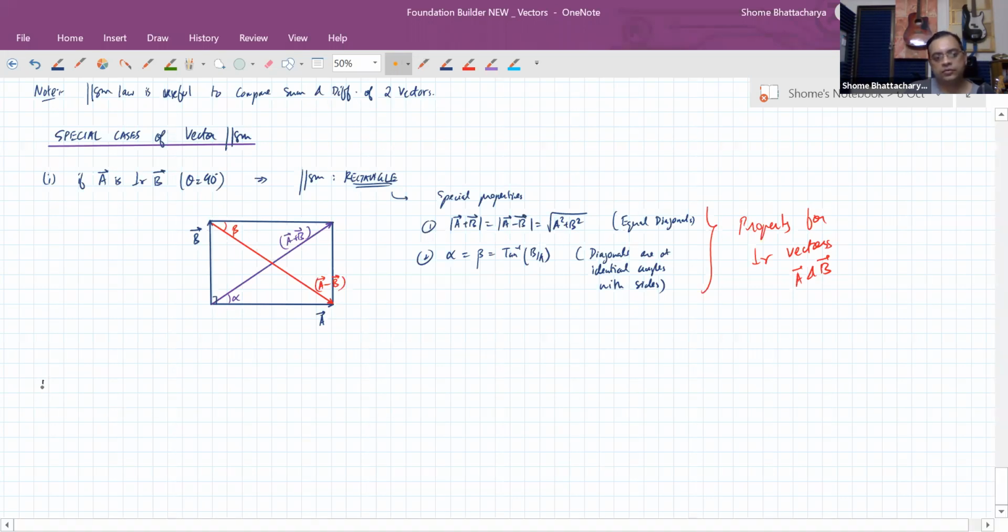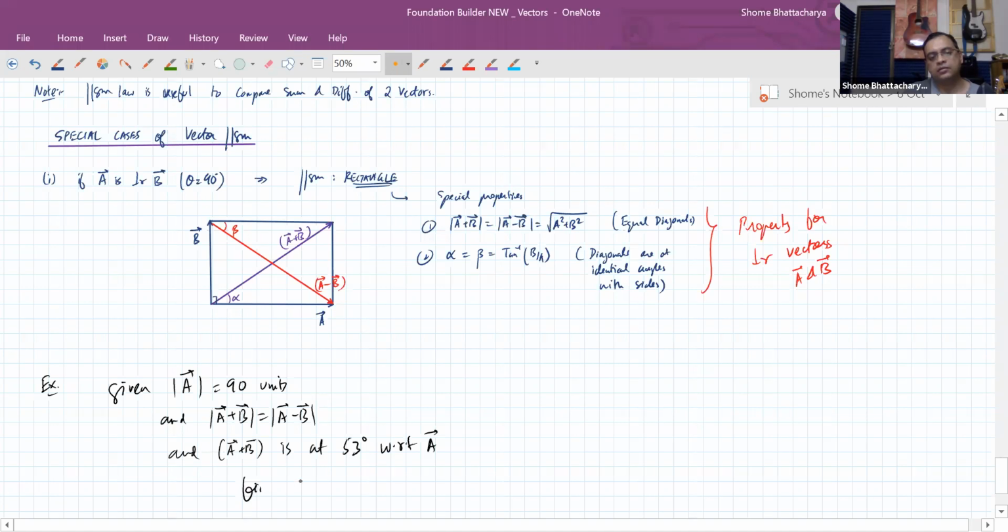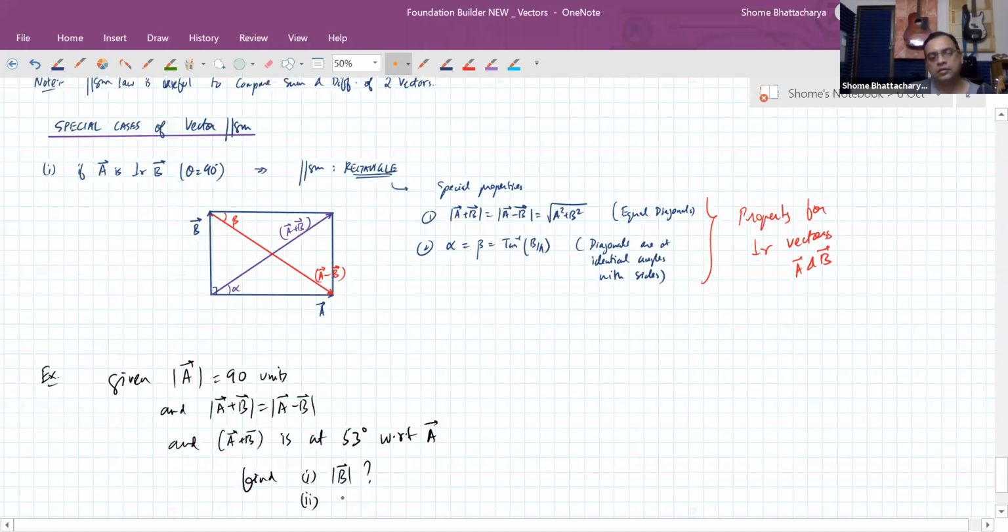So let's see a quick example of the application of this. Given that vector A has a magnitude of 90 units, and mod of A plus B is equal to mod of A minus B, and the vector A plus B is at 53 degrees with respect to A. So find the magnitude of B, the angle between A and B, theta, and the magnitude of A plus B.